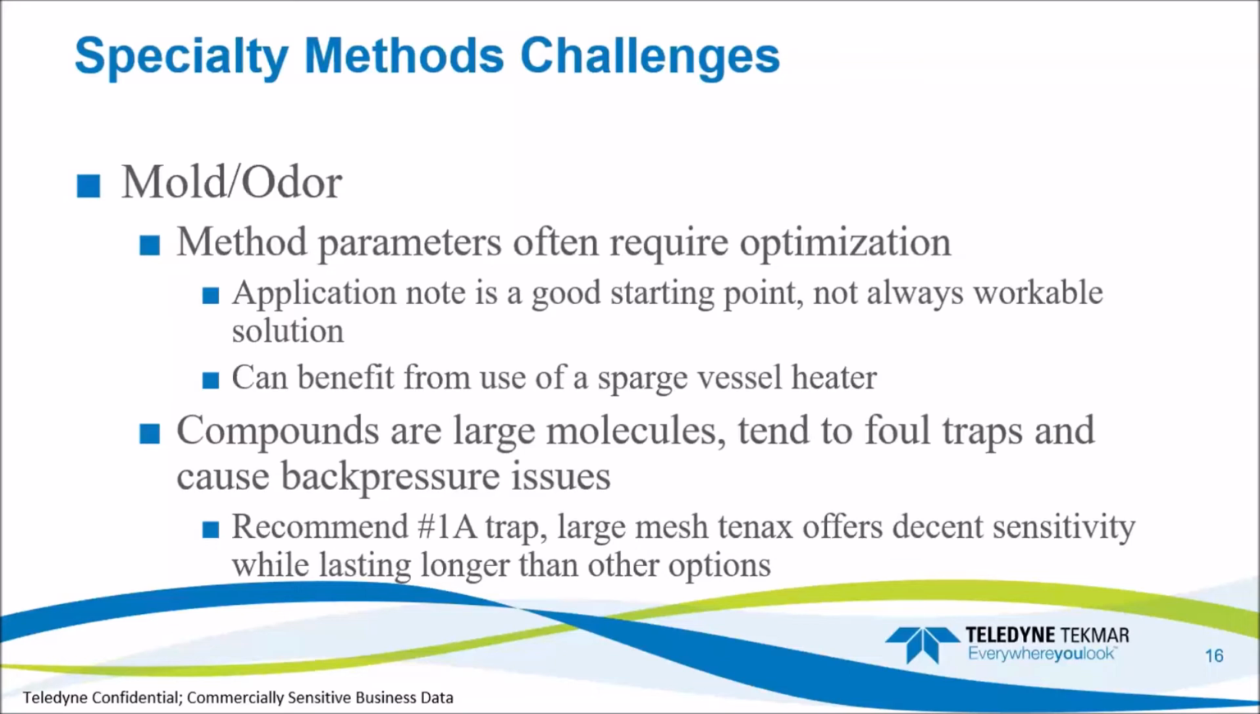Not only are they big and heavy, but once they are on the trap, they can be hard to re-release. And they can cause carryover, trap fouling, and back pressure issues. Therefore, we recommend a 10X trap to aid in the re-release of these compounds, specifically the 1A trap for its large mesh size, and that large mesh size helps resist fouling and back pressure issues a little bit longer than a standard 10X trap. Recently, I've had some luck with a K trap, but it really depends on how often and how many samples you're running with this specialty method.